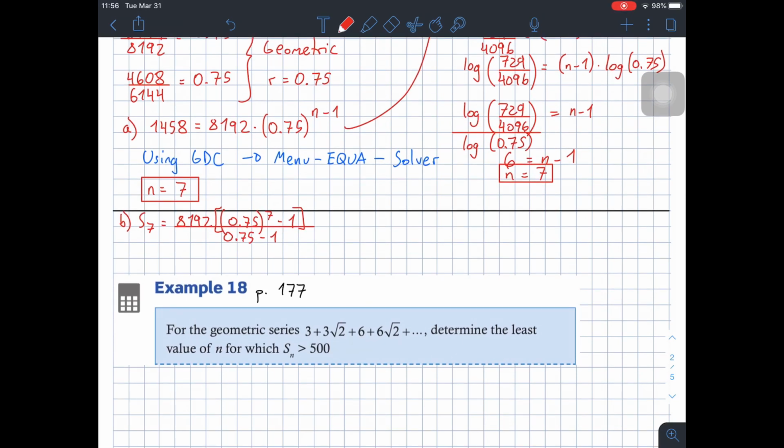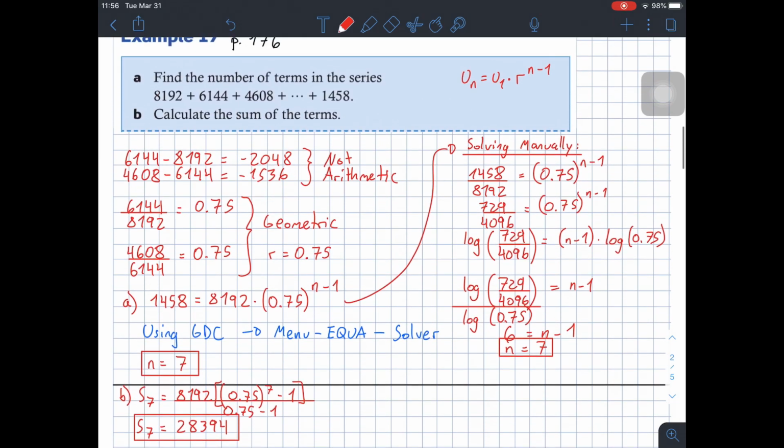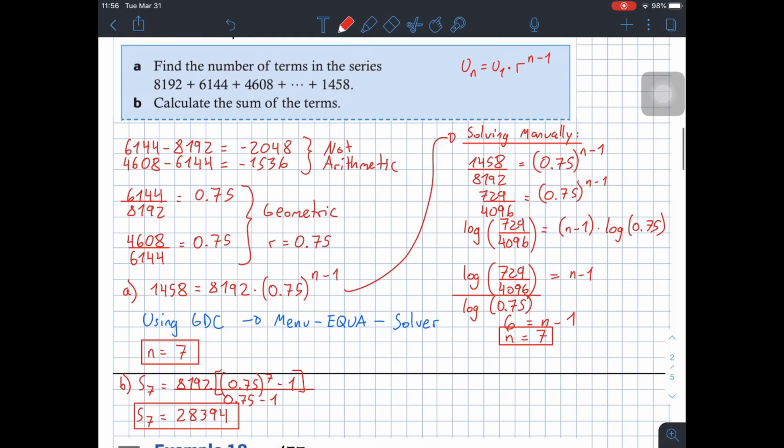So I solve this using the calculator, and we get S of 7, which should be 8192 times 0.75 to the power of 7 minus 1, divided by 0.75 minus 1, and we get this number, 28394, which is the sum of the first 7 terms of this series. Okay, so that's it for this exercise.